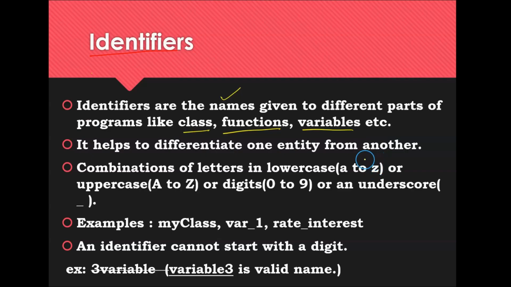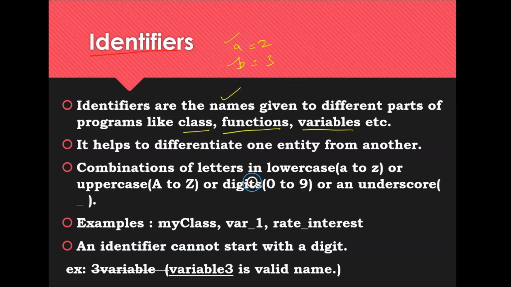What does it mean? It can differentiate A from B. If we have A equal to 2 and B equal to 3, then A and B are your identifiers, that is, variables. These are the variable names. It means that B contains 3 and A contains 2. So it helps us to differentiate one entity from another.